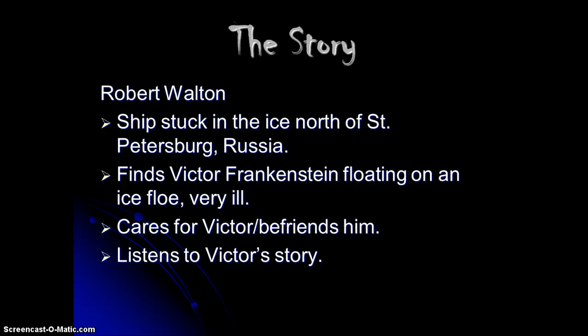Robert Walton's ship gets stuck in the ice north of St. Petersburg, and as it's stuck there, he finds Victor Frankenstein floating on an ice floe, which is a large chunk of ice, and he's very ill. And so he cares for Victor and he befriends him. And as he befriends him, Victor begins to tell his story. And that is where we are going to begin reading, as Victor begins telling his story.